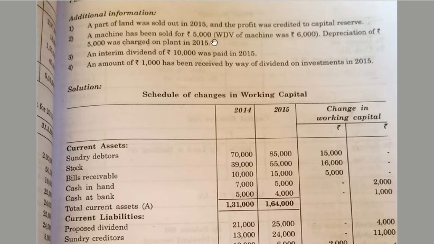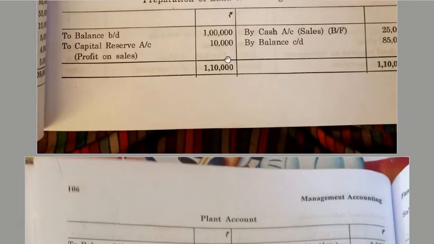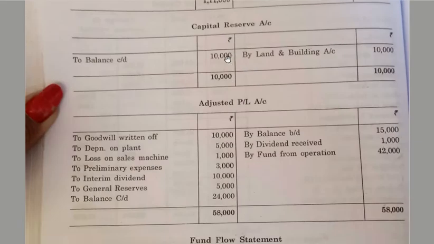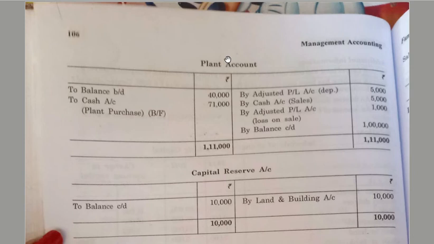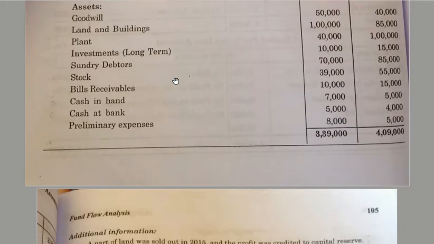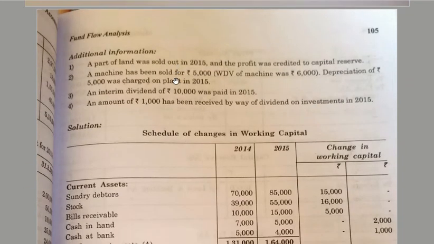A machine has been sold for 5,000. Written down value of the machine is 6,000. Depreciation is 5,000 charged on plant in 2015. So let's look into the machinery account. So the machine was sold for 5,000.